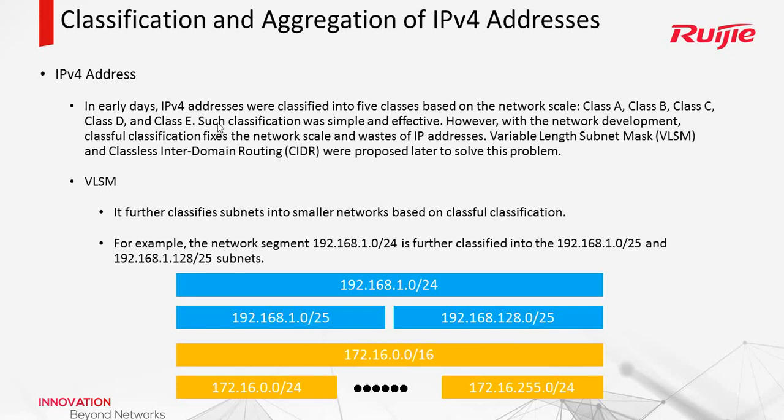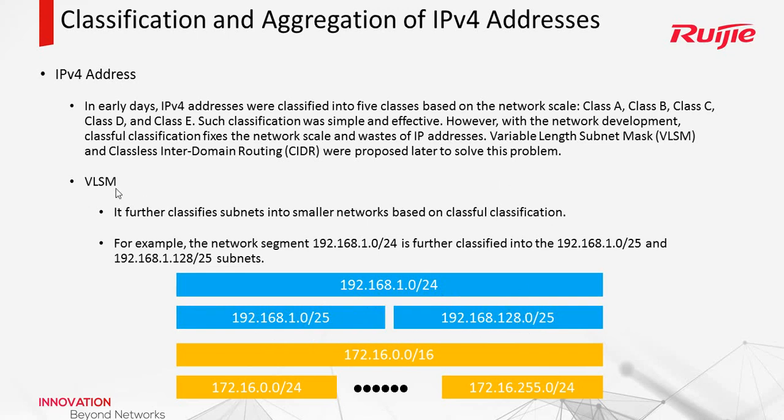This classification was simple and effective. But now, the classful classification fixes the network scale and the width of IP addresses. Think about it. For a class C IP address, we can only use the 24 mask. But if we have a smaller network, we will waste half of the IP addresses.